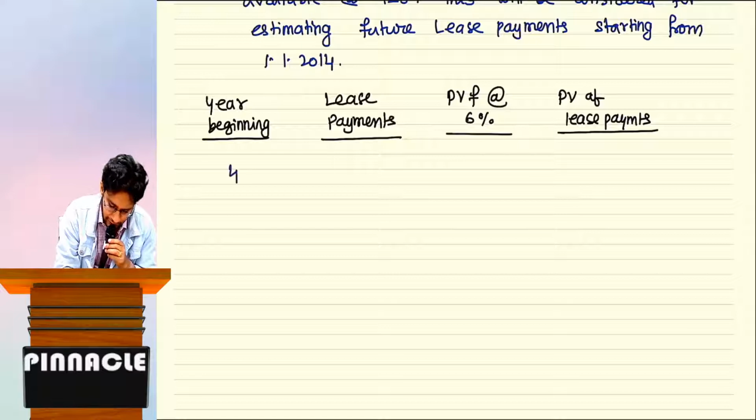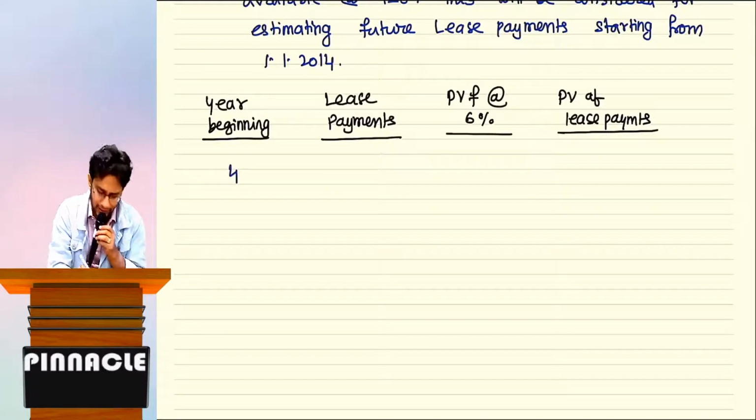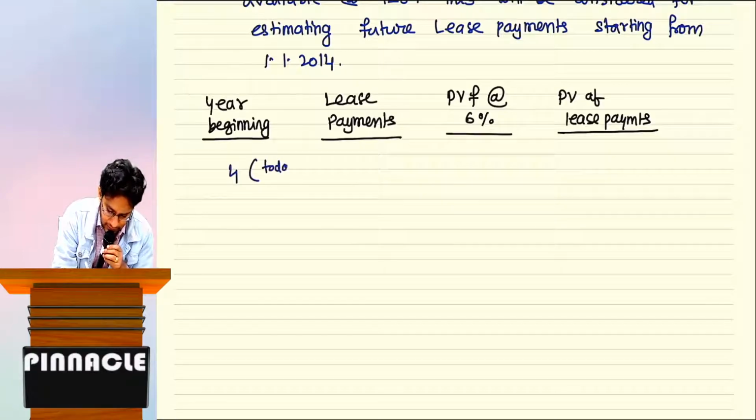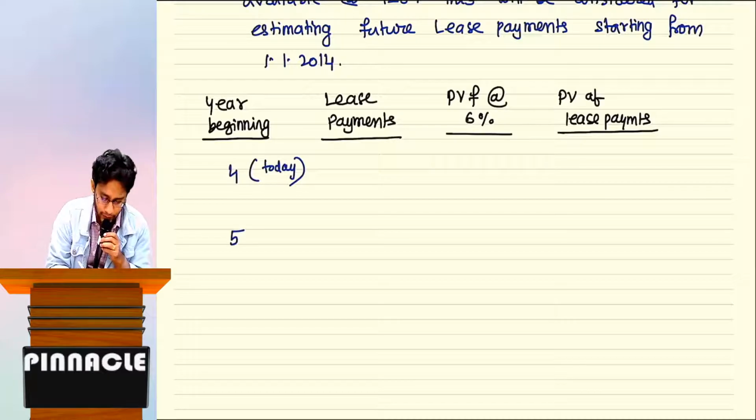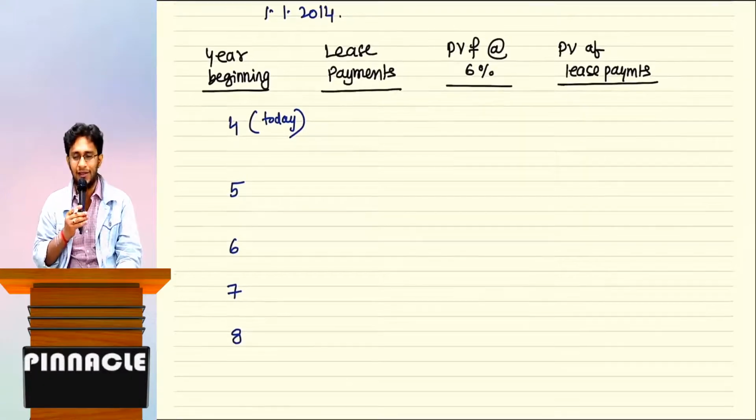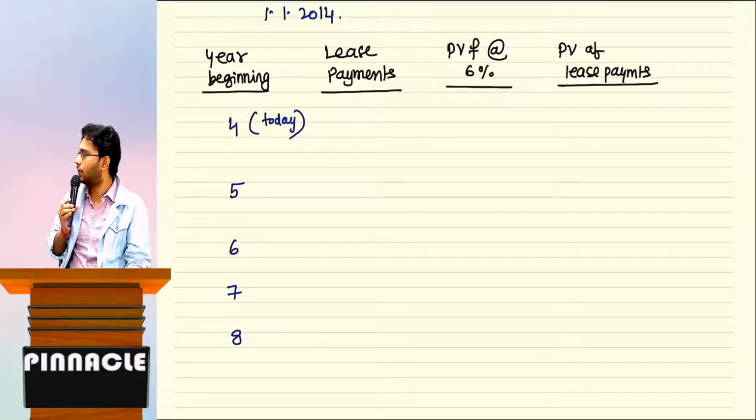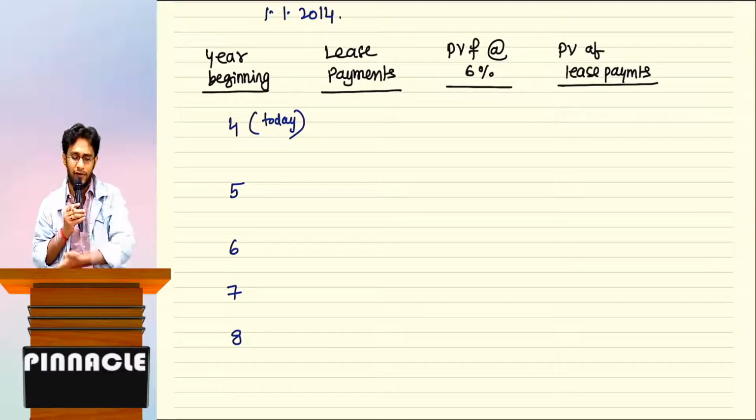Just watch. Fourth year again you have to pay, not fourth year ending but fourth year beginning. Brackets. I'm just writing that it is the year today. And again fifth year you have to pay. Sixth year also, seventh year also, eighth year also. Sir, ninth year, 10th year? No. So overall 8 years, sir. Already 3 years is over. Remaining is 5 years.